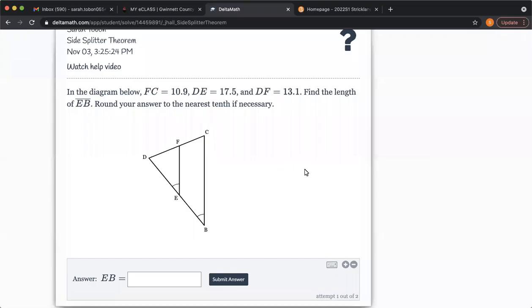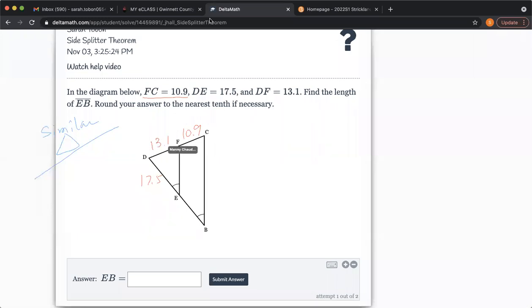Another similar triangle problem. Okay. What we'll do is write down everything we are given here. We have been given FC is 10.9. DE is 17.5. DF is 13.1.